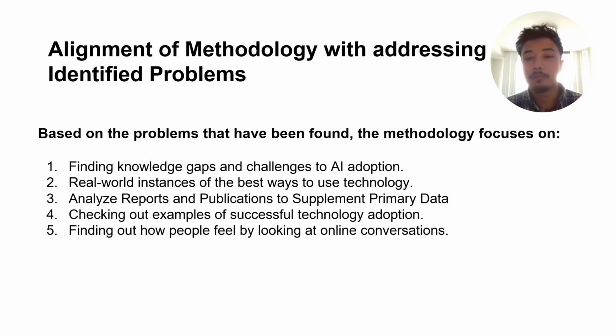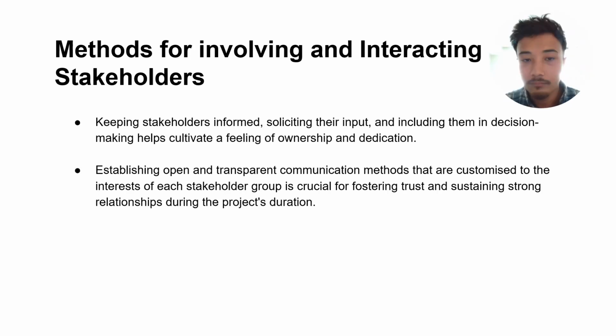Alignment of the methodology with addressing identified problems. Based on the problems that we have found, the methodology focuses on finding knowledge gaps and challenges to artificial intelligence adoption, real-world instances of the best use of the technology, analyzing reports and publications to supplement primary data, checking out examples of successful technological adoption, and finding out how people think by looking at online conversation.